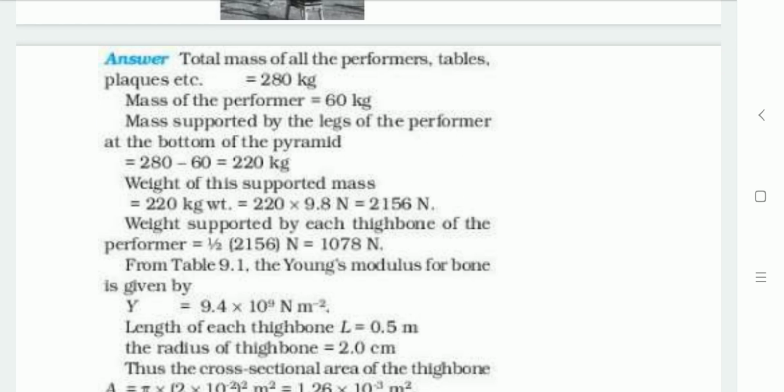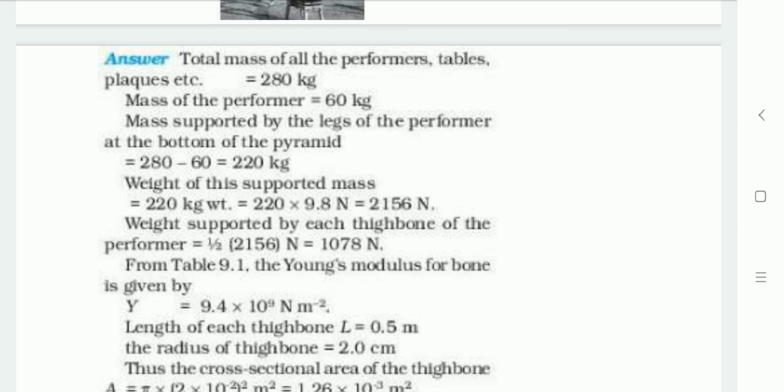That is based on F equal to MA. So M is 220 kilogram, A we are taking as acceleration due to gravity 9.8. So the weight of this supported mass is 2156 Newton. The weight supported by each thigh bone of the performer would be half of that total weight, that is half of 2156 Newton, which would be equal to 1078 Newton.